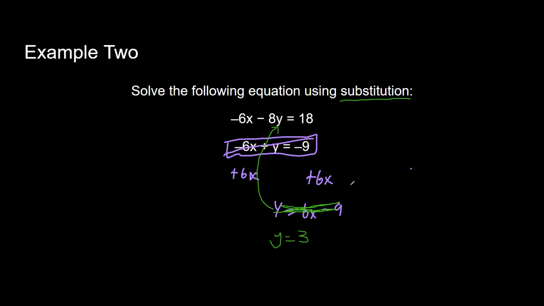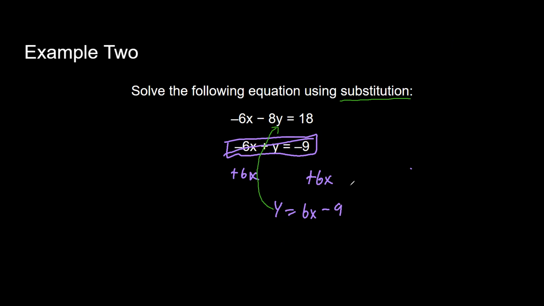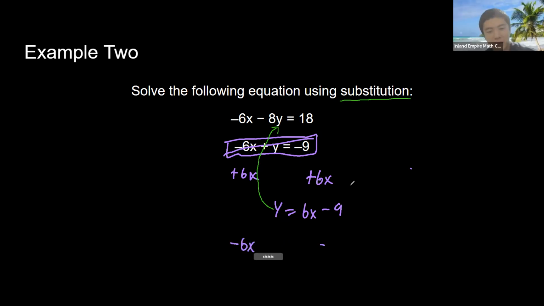I would replace y with 3. Great, okay. So if y equals 3, you would replace the y with 3. So then what if y equals 6x minus 9? Then I would replace y with 6x minus 9. Bingo, you got it. So again, since we know that y equals 6x minus 9, we can simply replace it, or in other words, substitute it into the first equation.